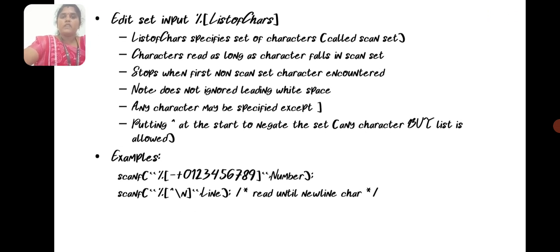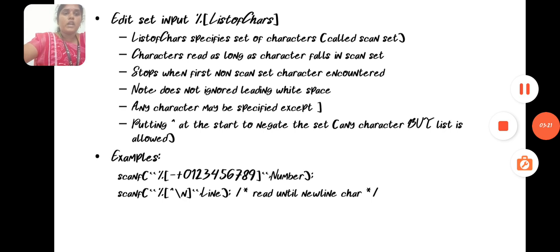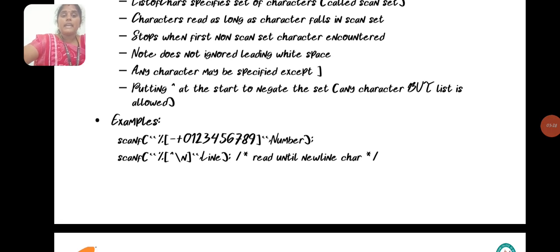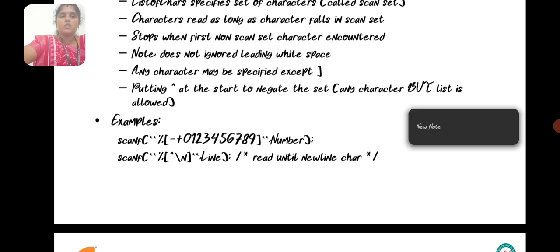How are we going to edit the input text? Here the list of characters specifies a set of characters called a scan set. Characters are read as long as each character falls in the scan set, and reading stops when the first non-scan-set character is encountered. Note that it does not ignore leading white spaces. Any characters may be specified except the closing bracket. Putting a caret symbol at the start negates the set, but a range list is not allowed here.